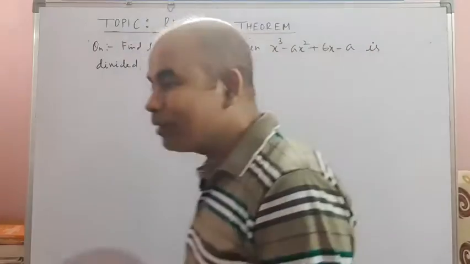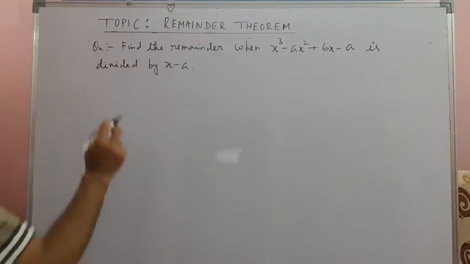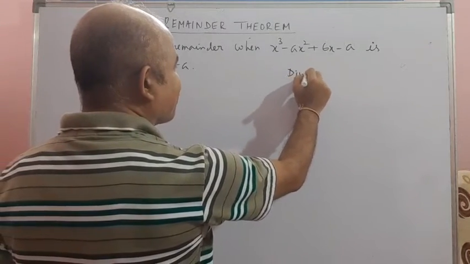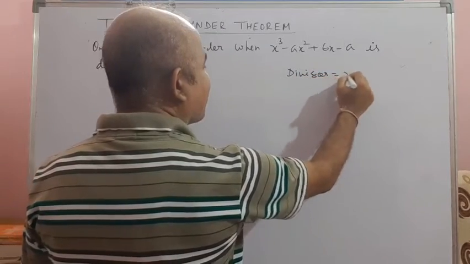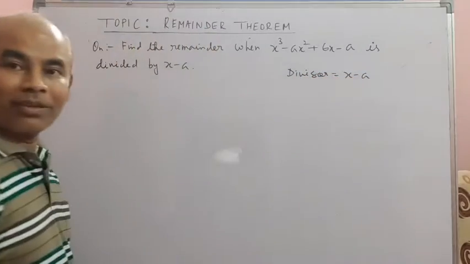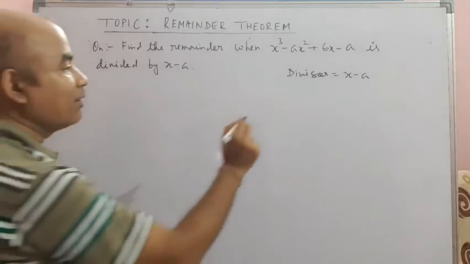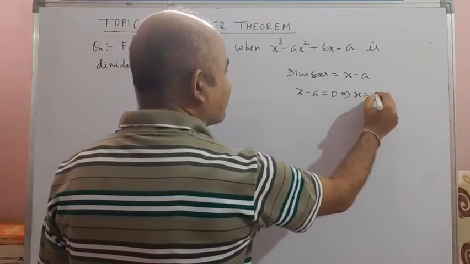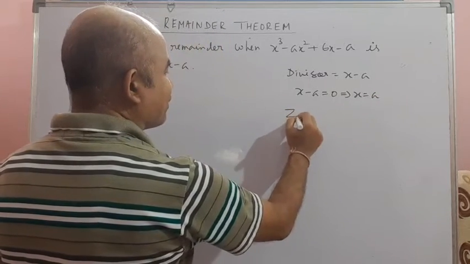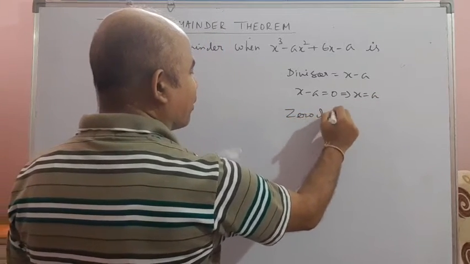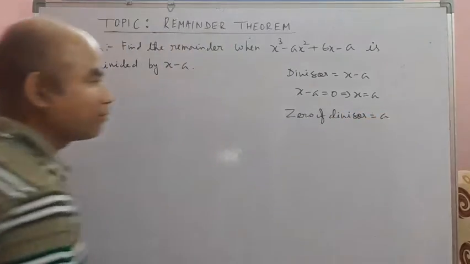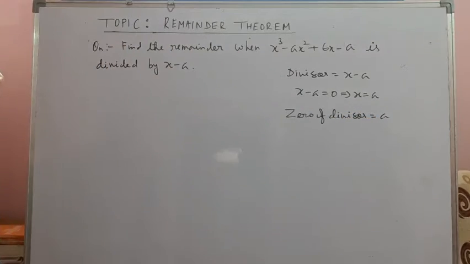So here, first of all, what is the divisor? Let me write here: the divisor is x minus a. So you have to know the zero of the divisor. For that you take x minus a equal to 0 and find x. So x is a. That means the zero of the divisor is a.